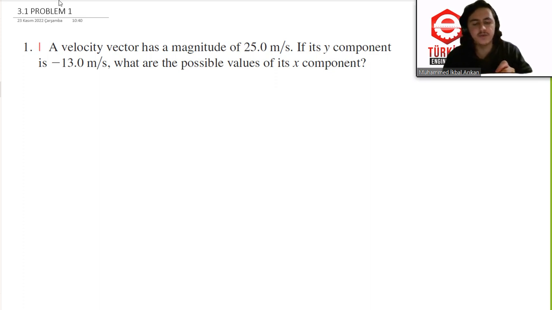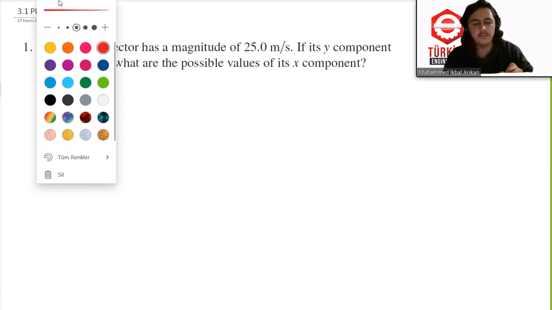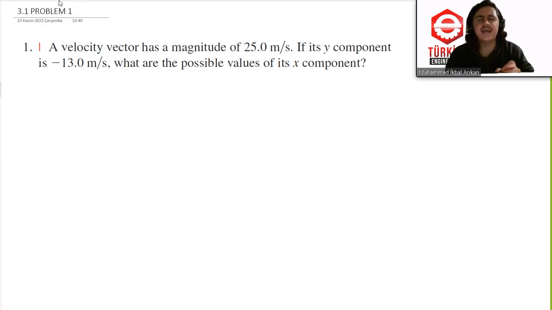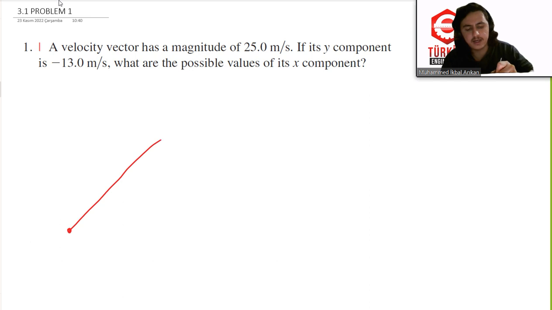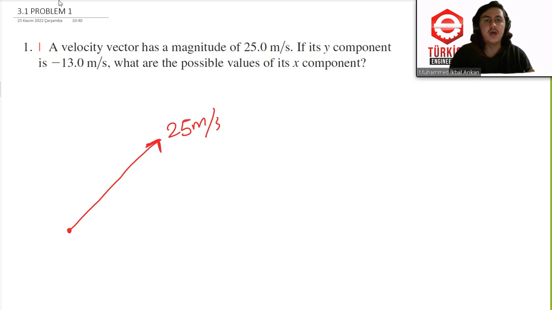So I have a velocity vector that has a magnitude of 25 meters per second. I will put my velocity vector. If you are just seeing that you have a velocity vector and it is not talking about y component or x component, that means it's actually giving you the resultant of your velocity. So your velocity will be intersecting and will be onto your path. So this is my path. I must have a velocity like this, okay? It's 25 meters per second. This is my velocity. What about the y component?